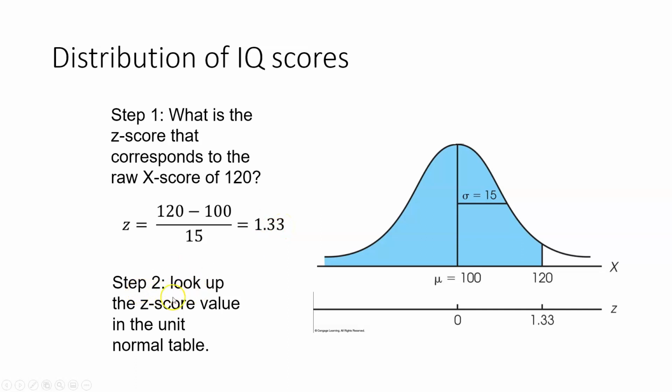The next step is to look up the z-score value in the unit normal table. You should find, if you go to the table and look it up, that the value is 0.9082.